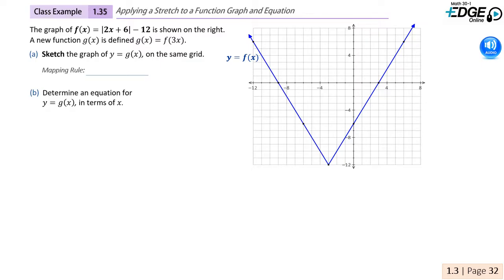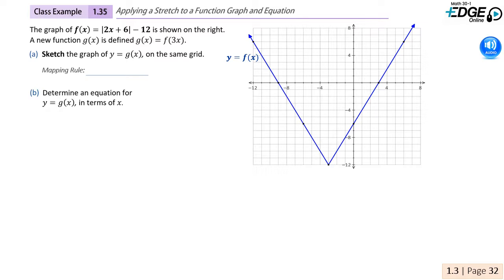In class example 1.35, we're given the graph of an absolute value function defined as f of x equals the absolute value of 2x plus 6 minus 12. We're then asked to sketch the graph of a new function g of x, which is defined as f of 3x. The big idea of this question, of course, is identifying which parameter is represented by the 3 and what the effect will be on the graph.